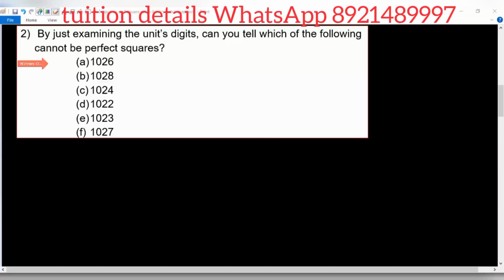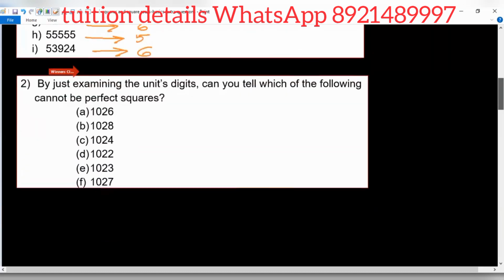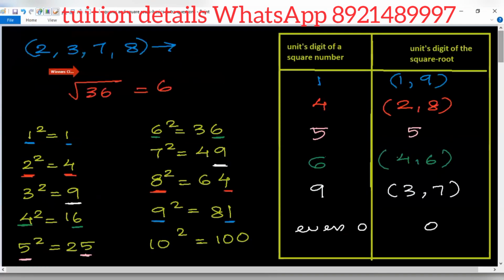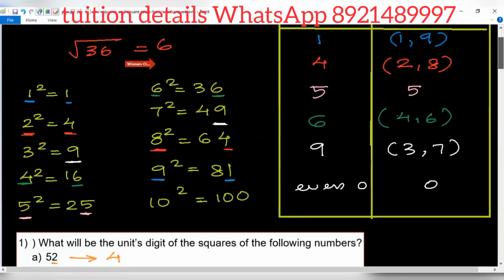This is our next question. By just examining the units digits, can you tell which of the following cannot be perfect squares? So we have to check only the last digits of the given numbers. From the last digit, we can determine whether it cannot be a perfect square or not. We can simply say that if the last digit is 4, 2, 3, 7 or 8, then it will not be a perfect square.